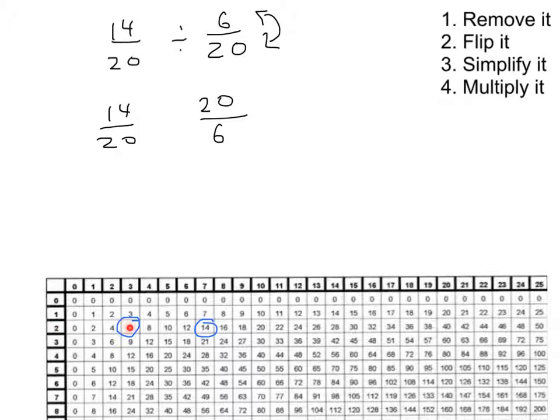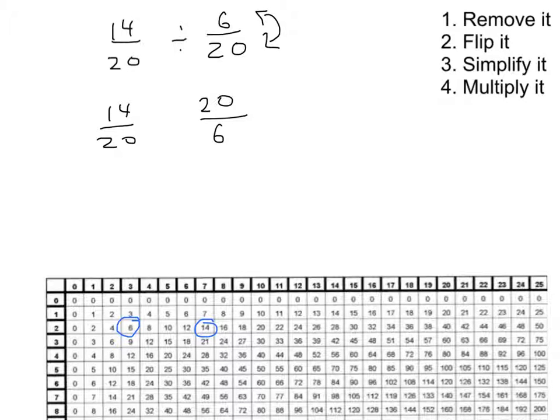And because both the numerator and the denominator are multiples of 2, we know that the number 2 will definitely go into both of these numbers. How? Well, let's have a look. 6 divided by 2 is 3, and 14 divided by 2 is 7. So as you can see, the number 2 goes into both numbers. So let's go ahead and simplify.